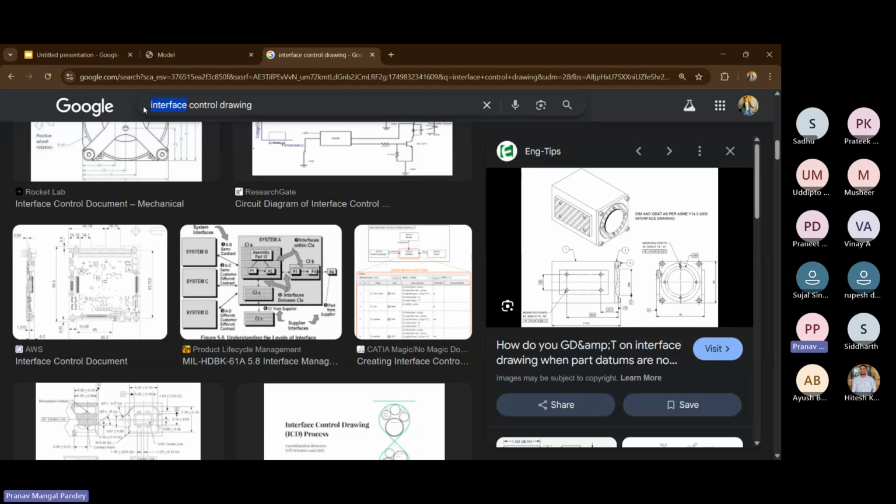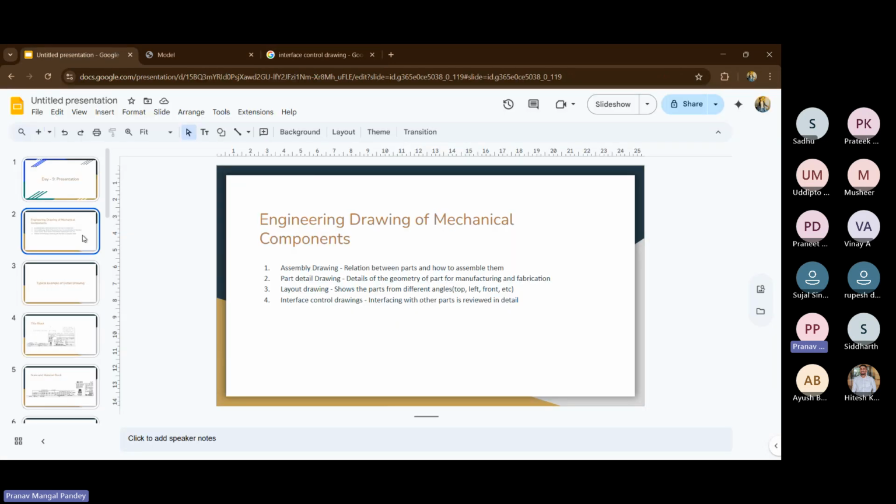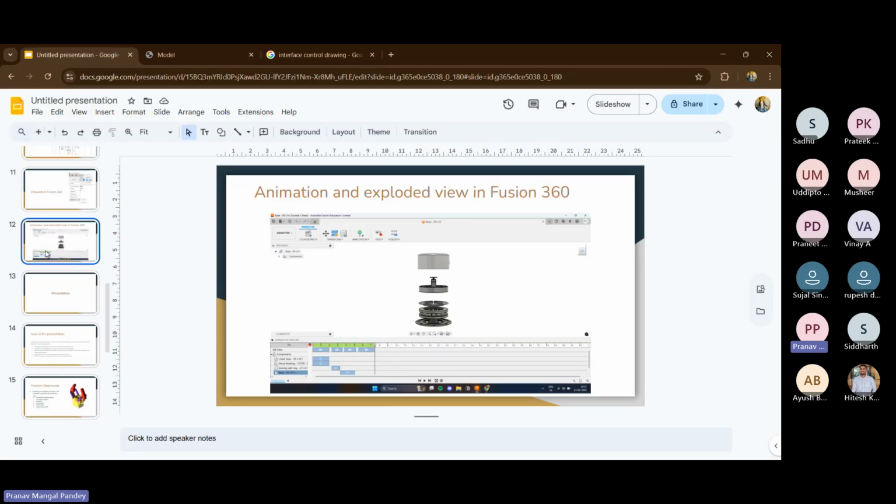If you are talking about a robotic arm, you will show all the linkages, all the joints, all the motors, and even the end effector. Everything included in that will be a system assembly drawing of the whole robotic arm. And if you are talking about just the base, then the interface drawing, which I showed you right now, is the interface drawing of the base.